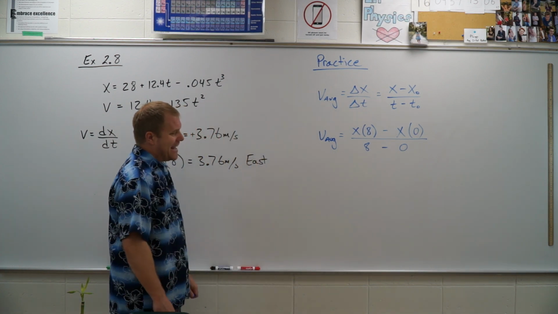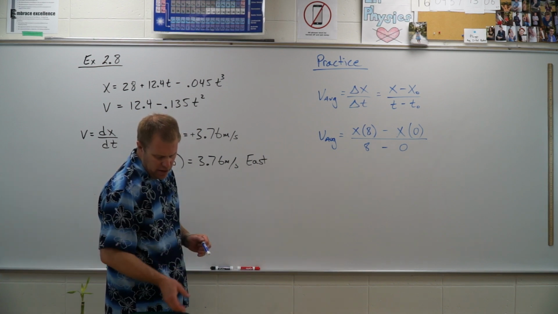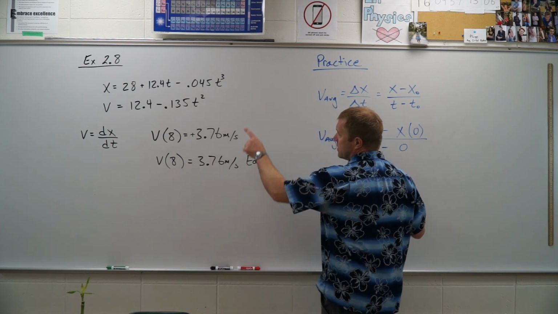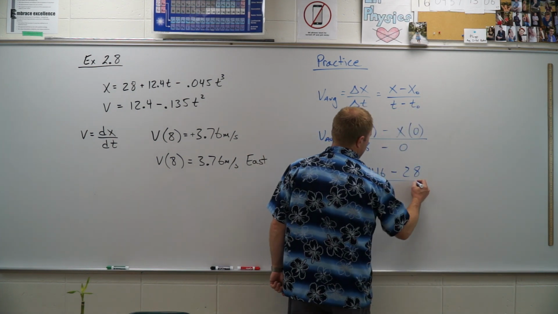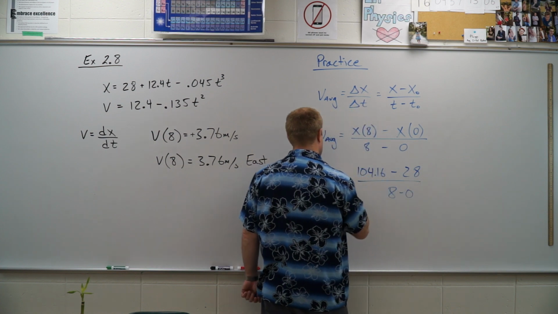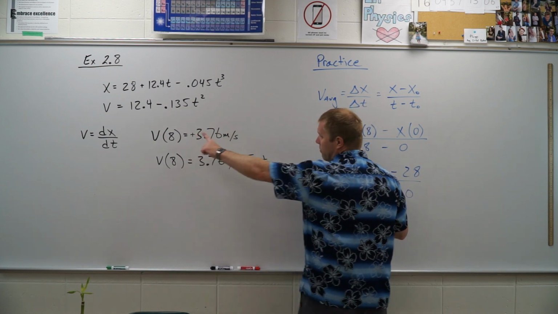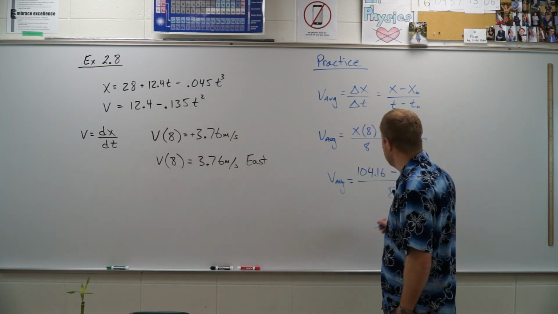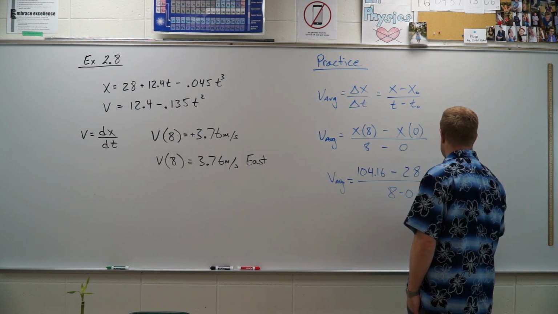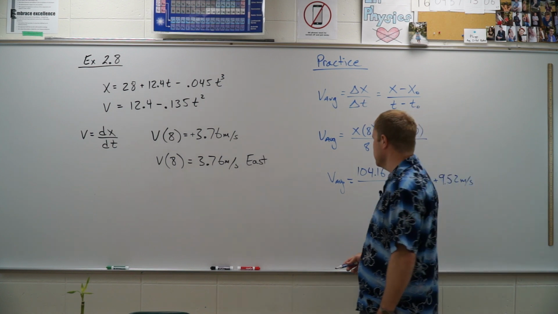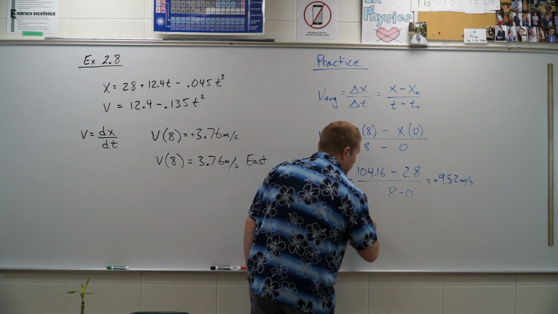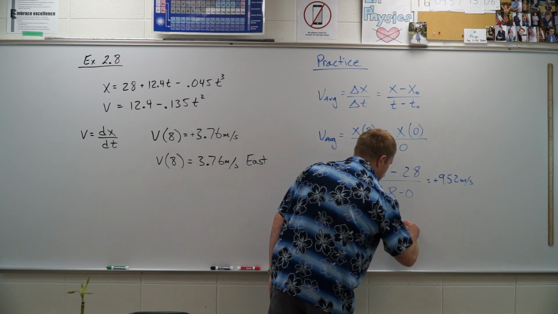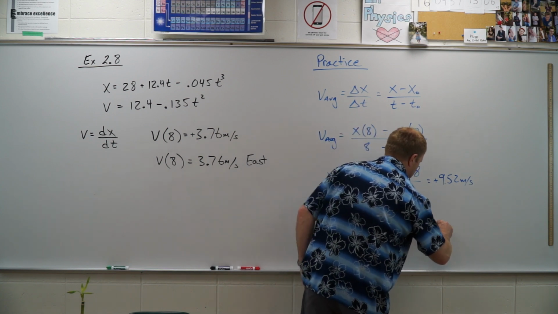Go ahead, plug that in here, and you should get 104.16 minus the 28, which was our initial, divided by our 8 minus 0. And again, same thing over here. If we get a positive value, which we will, that will mean east. We get a positive 9.52 meters per second. The fact that it's positive tells me that it's east. And so my average velocity will be 9.52 meters per second east.